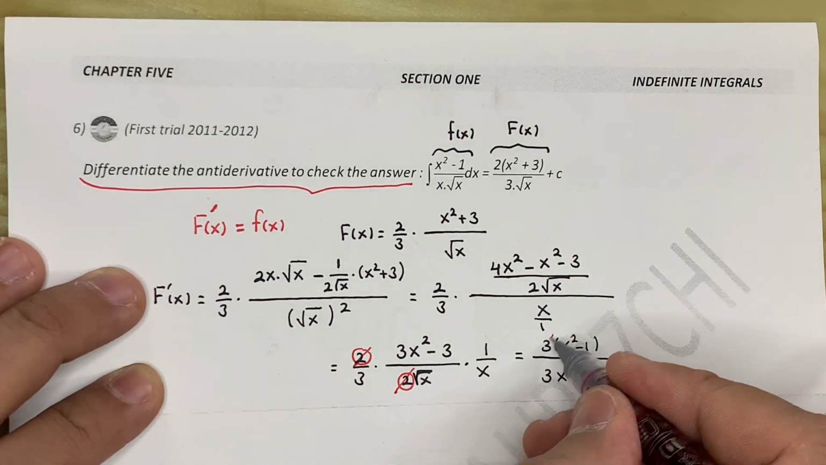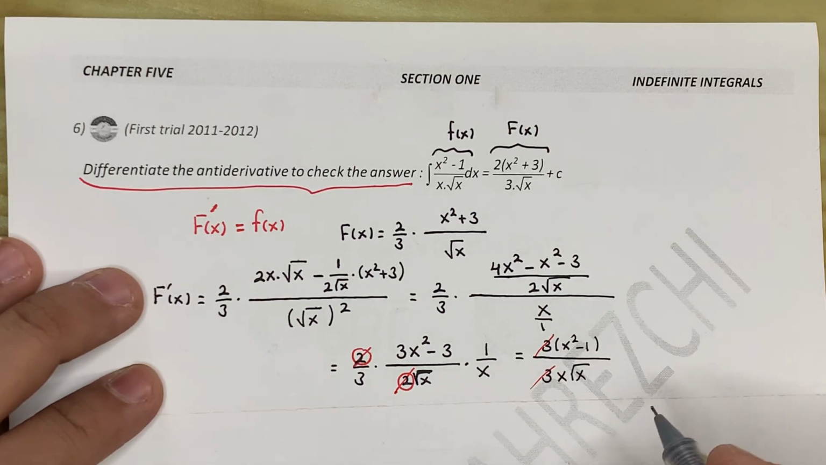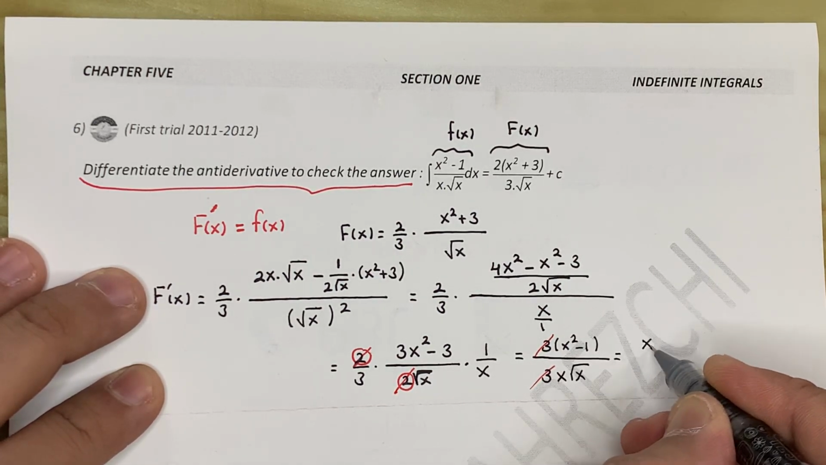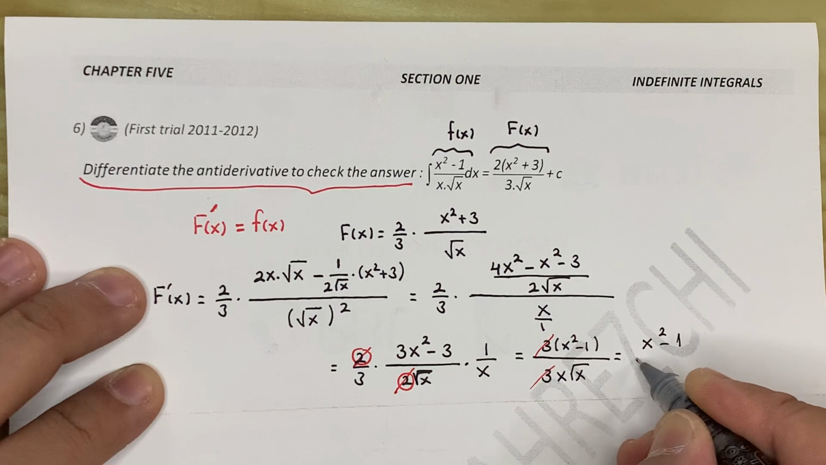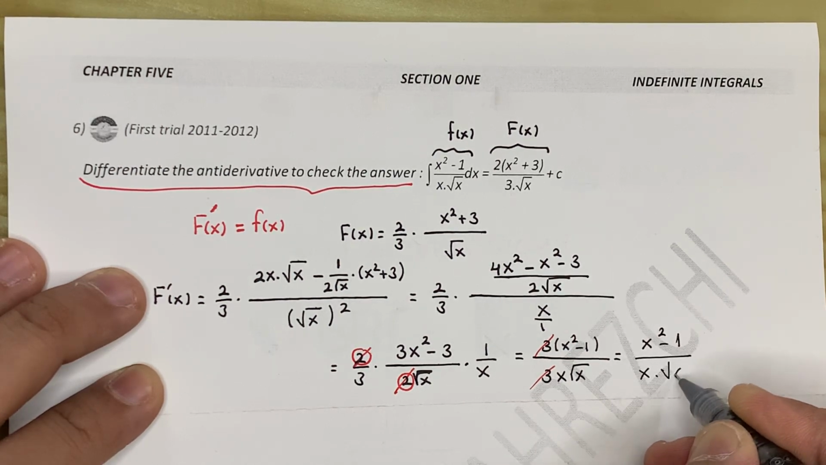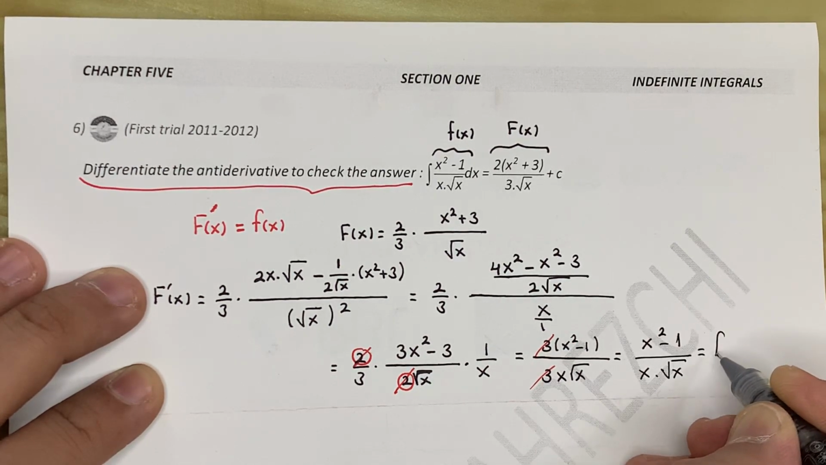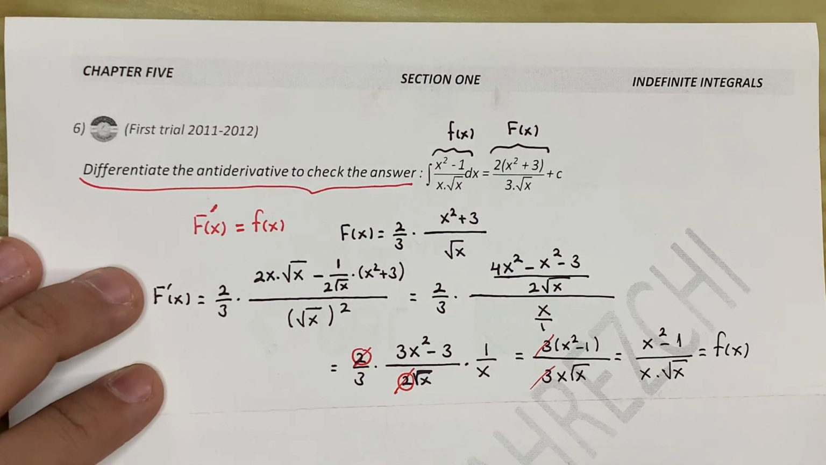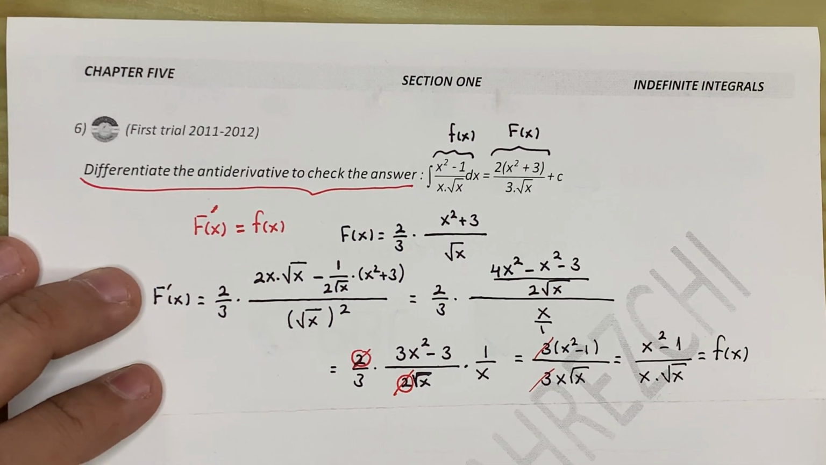Now cancel again 3 with 3. Look, what do you get? You get x squared minus 1 over x square root of x. That means f small of x. This is how you differentiate the antiderivative to check the answer.